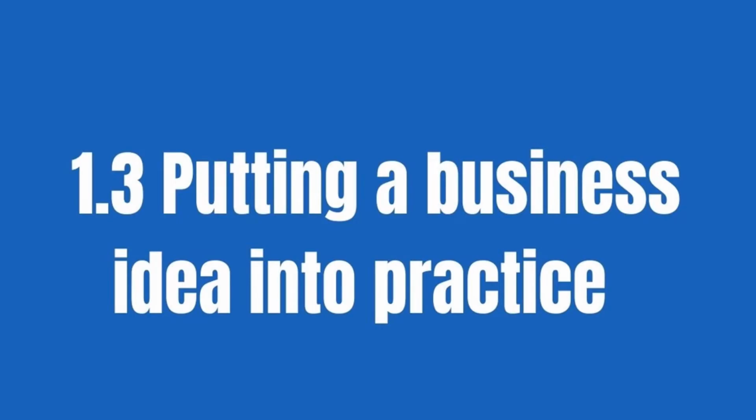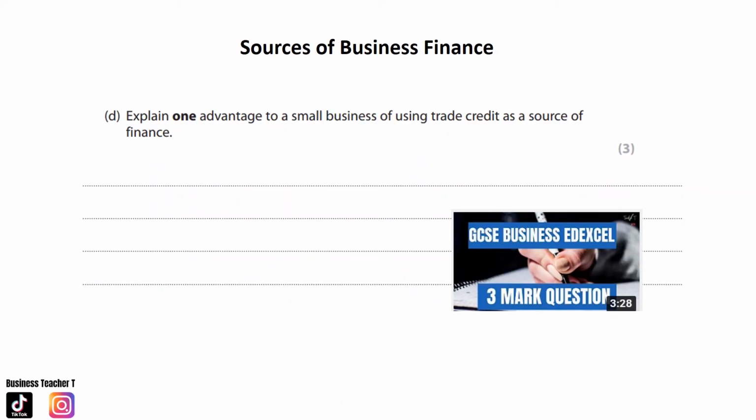1.3, putting a business idea into practice. There'll be quite a few questions that we are practicing from this area because this area lends itself to many calculation type questions. Explain one advantage to a small business of using trade credit as a source of finance, and it's a 3-mark question.